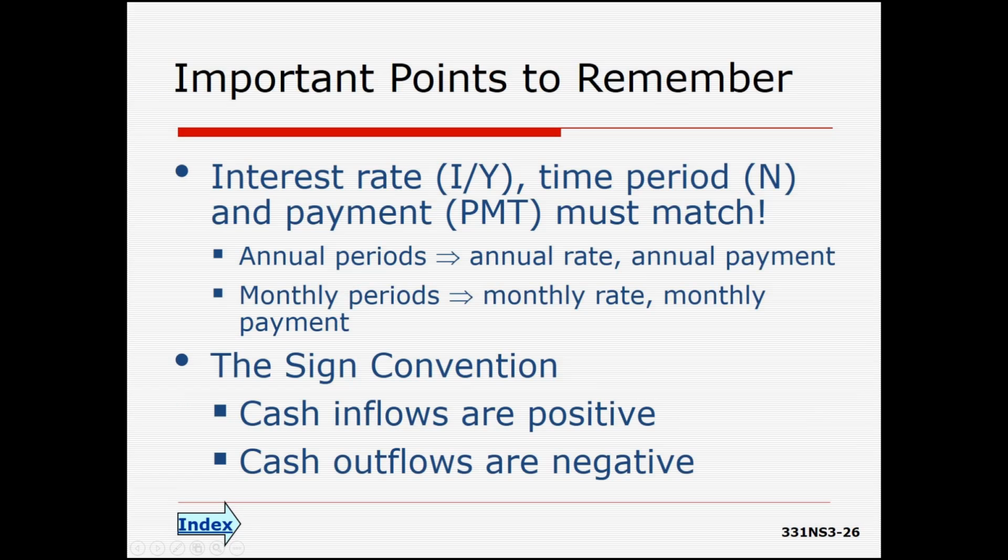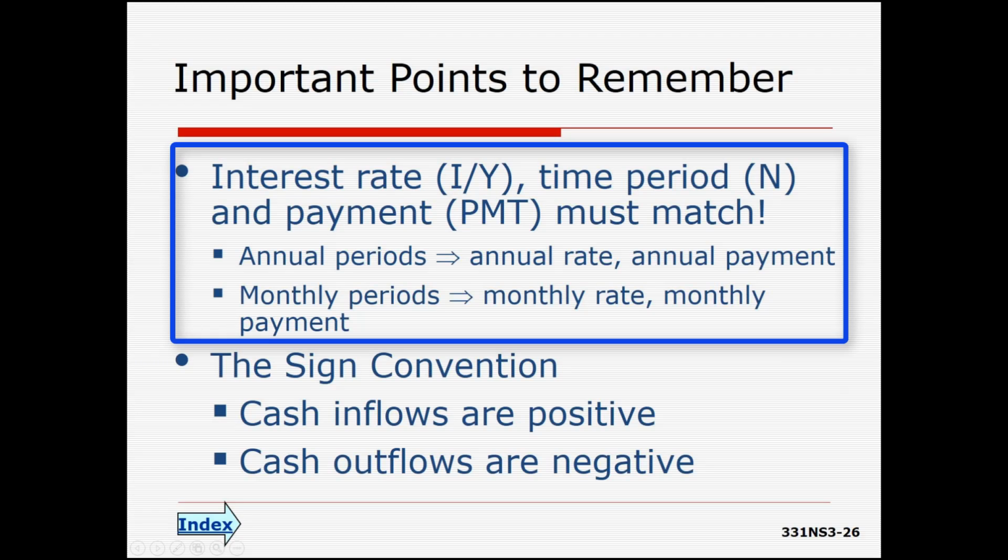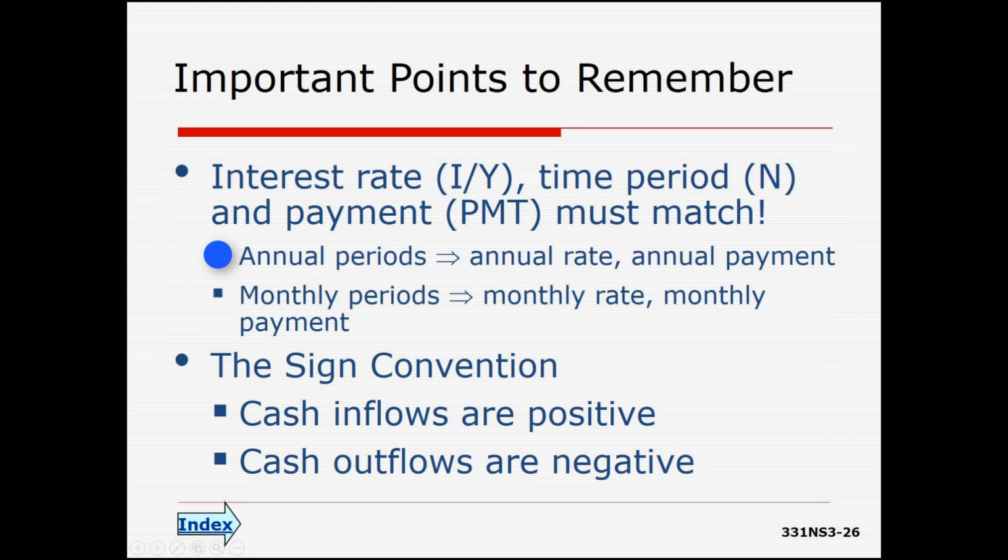We usually think of periods on the timeline as years, but they don't have to be. Period could mean months, weeks, whatever time frame is specified. It's important to remember that the interest rate, time period, and payment period must match. Annual periods, years, means the interest rate must be an annual rate, and any payment is an annual payment. Monthly periods means N must be the number of months. The interest rate must be a monthly rate. The payment is a monthly payment.